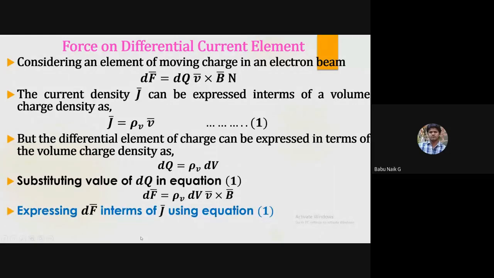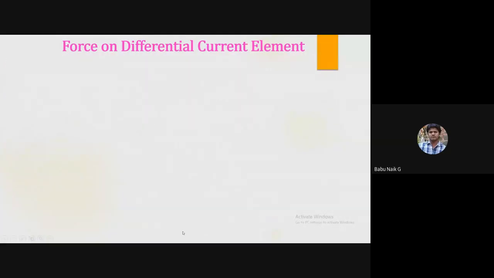Now you can take df in terms of J also. The current density is nothing but ρv into velocity, so I will take ρv into velocity as the current density in that equation. After changing, it is J cross B bar, with dv remaining on this side. So this force is in terms of current density.